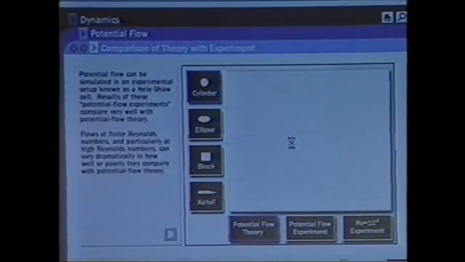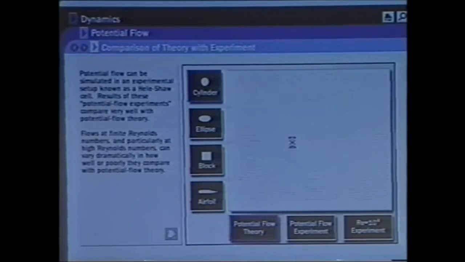That's essentially it. There's something called potential flow theory, and the theory will predict what the flow looks like around the obstacle. So I can choose a cylinder, there's a cylinder, I can choose an ellipse, I can put a block in there, I can do any of those, and it's all computed and it's right there, and the student can look at that. Very nice.